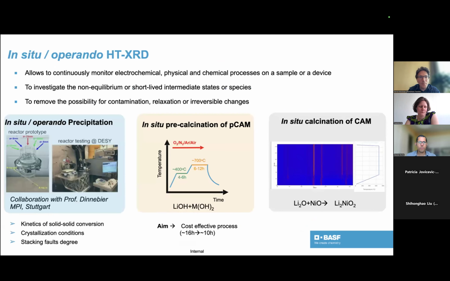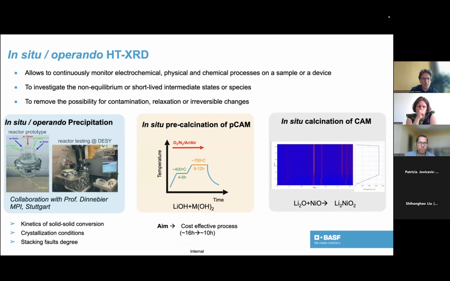And this is another experiment, how we worked at the synchrotron and how we developed a setup to measure the precipitation in situ, as it happens. When you make these materials, I mentioned that you put in ammonia and these sulfates and then precipitate, and we wanted to watch how this actually happens in real time.